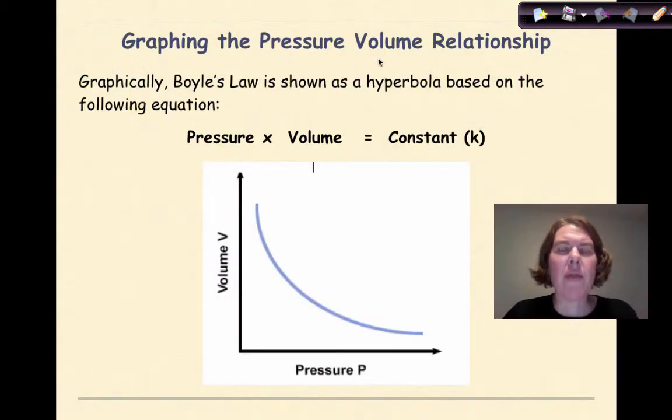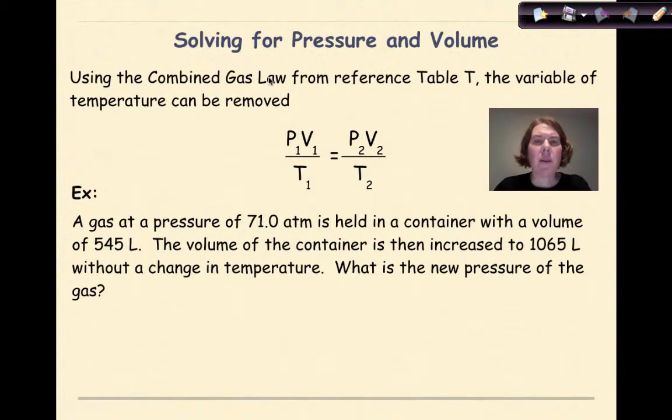Now let's talk about graphing the pressure-volume relationship. Graphically, Boyle's Law is shown as a hyperbola based on the following equation, which is pressure times volume gives you a constant. Looking at a graph, though, we can see as volume decreases, pressure will increase over time. So now let's talk about solving for pressure and volume.